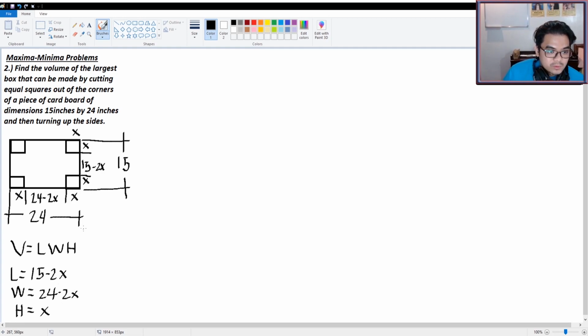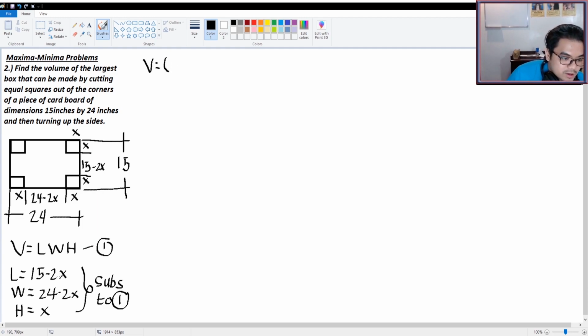Alright, so now we can substitute this. Now say this is our equation number 1. So substitute to equation 1. Substituting to equation 1, your V, or your volume, will be equal to your length. If ever your length and width are interchanged, let's say your length will be 24 minus 2x and your width will be 15 minus 2x, the answer will still be the same, so there's no problem with that.